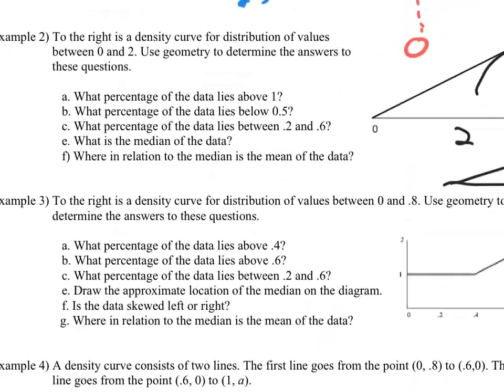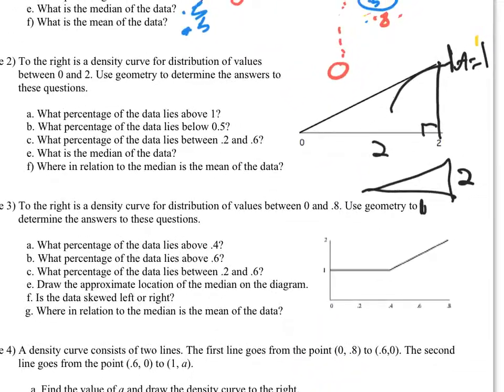All right. We need to use this triangle here. What percentage of the data lies above 1? Above 1. A lot of people who yell out the answer without thinking get it wrong. 1 is about here. What percentage lies here?